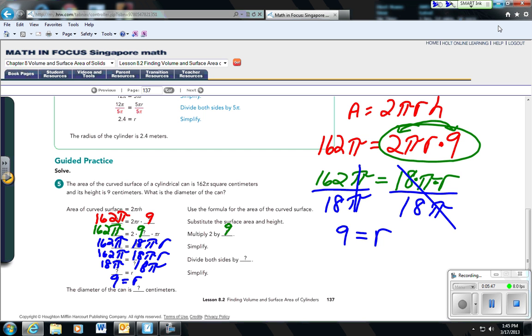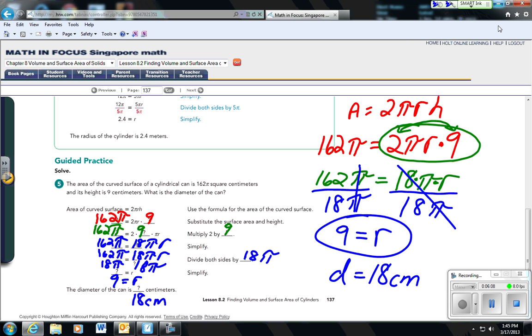And then you just have to remember that it's not asking us for the radius, it's asking us for the diameter. So if the radius is 9, then the diameter is 18. And that is in centimeters. Okay, so our answer here, the diameter of the can is 18 centimeters. And again, over here, we divided both sides by 18 pi.